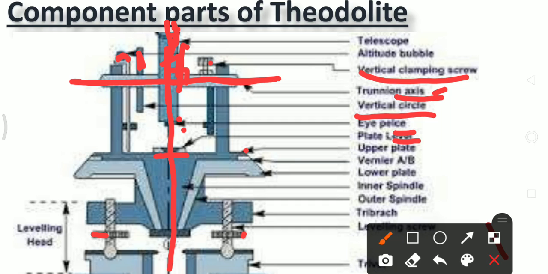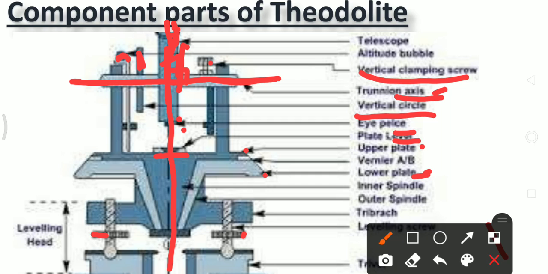On the upper plate the graduations are marked in minute and second, and on the lower plate the graduations are marked in degree and minute. When we measure any angle on the theodolite, we take the reading on the upper plate in minute and second and on the lower plate in degree and minute. The combination of these two readings gives the final angle.